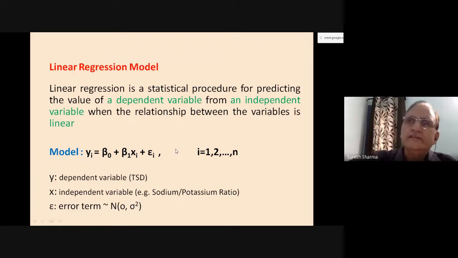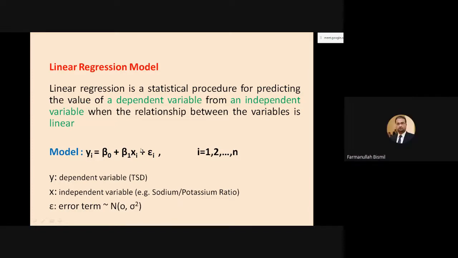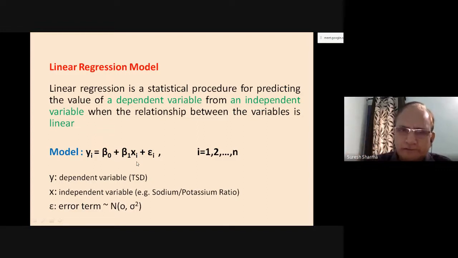Now, you square this quantity, epsilon i square. On the right hand side you will get yi minus beta naught minus beta 1 xi whole square, so you get squares on both sides. Then take the sum, a single sum, the summation. So summation of epsilon i square on the left, and on the right hand side you will get summation of yi minus beta naught minus beta 1 xi whole square. Is that okay? Right, so you will get that quantity.